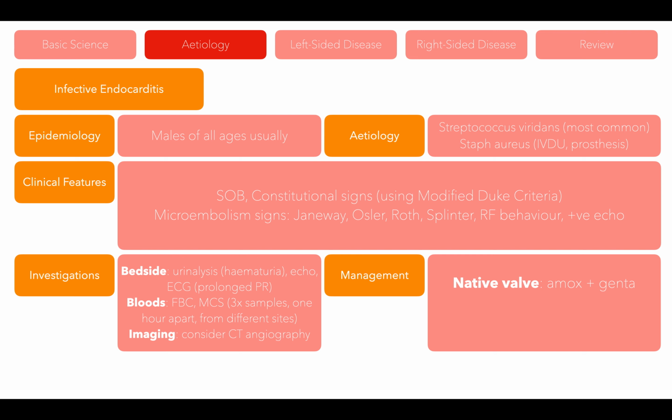For a native valve, you're going to treat the patient with amoxicillin and gentamicin, going after that Strep viridans. If it's prosthetic, you're going to give gentamicin, but you're going to add vancomycin and rifampicin, to take care of some of the weird and wonderful things that could be causing it. Obviously, when cultures come back, tailor, but that's your empiric first line.